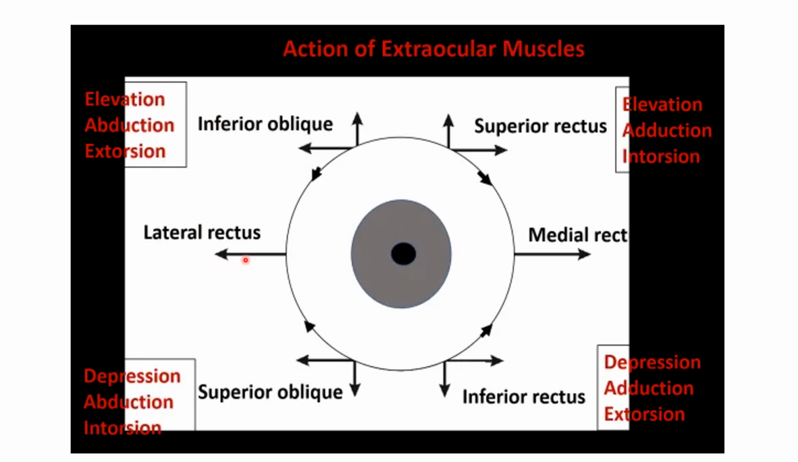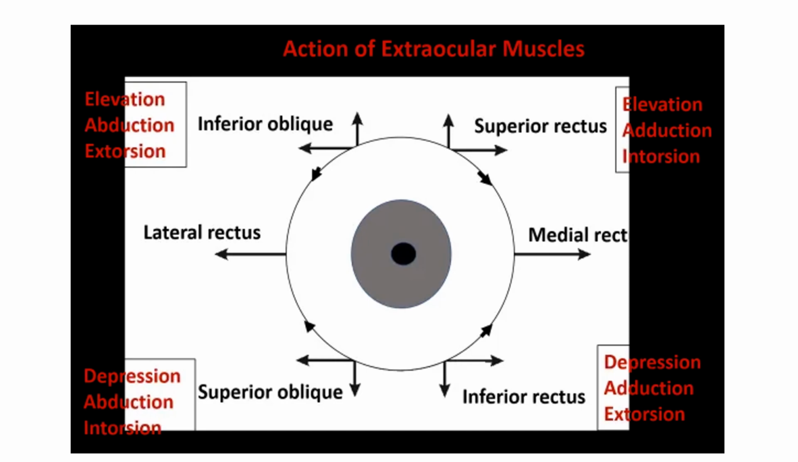Lateral rectus, that's the only action. The arrow is pointing laterally, so it is abduction. Coming to the superior oblique, see the arrow, it's pointing downwards, so it's depression, laterally abduction, and it is rotating the eyeball medially, so it is intorsion. Yes, so these are the actions of the recti and the oblique muscles.